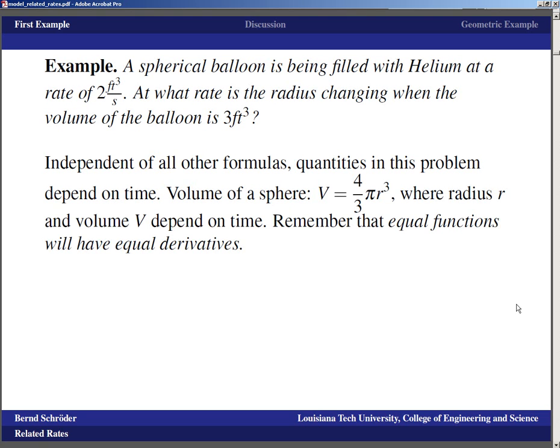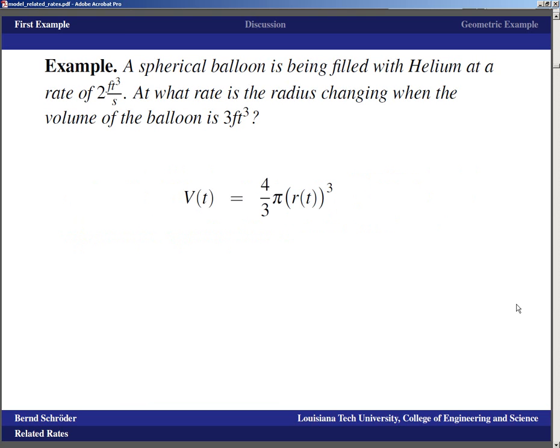And the key insight to related rates then is that equal functions will have equal derivatives. So if V(t) is equal to 4/3 pi r(t) cubed, right? That's what it would be if we wrote it out completely and explicitly. And this is also sort of like what you would do in implicit differentiation, because in fact implicit differentiation is underlying to related rates.